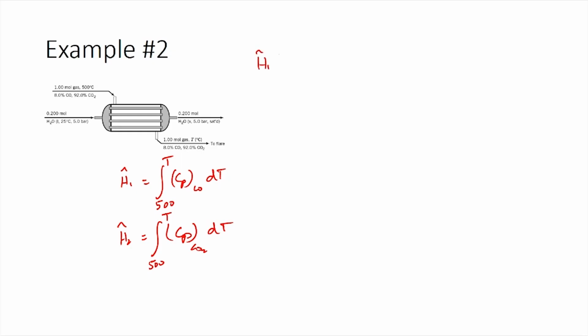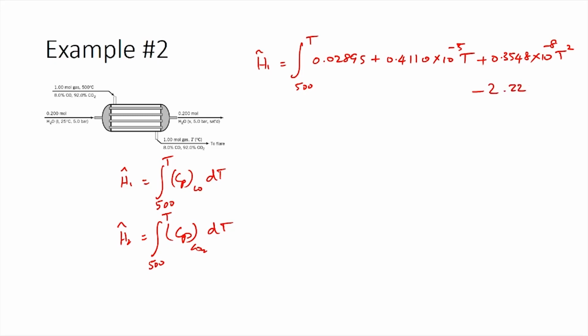So, our H1 cap would be equal to the integral from 500 to T of 0.02895 plus 0.4110 times 10 power minus 5 T plus 0.3548 times 10 power minus 8 T squared minus 2.22 times 10 power minus 12 T cube dt. Integrating this we can get a polynomial which would have the fourth order of temperature.